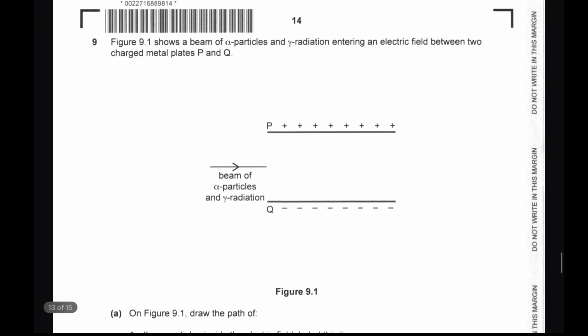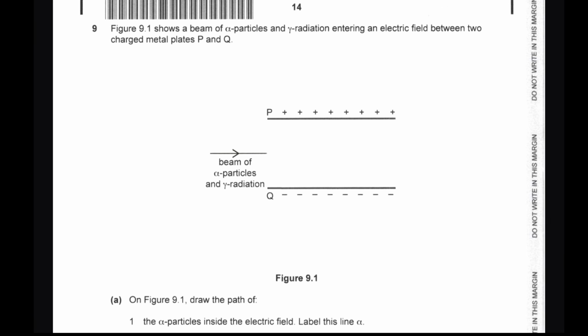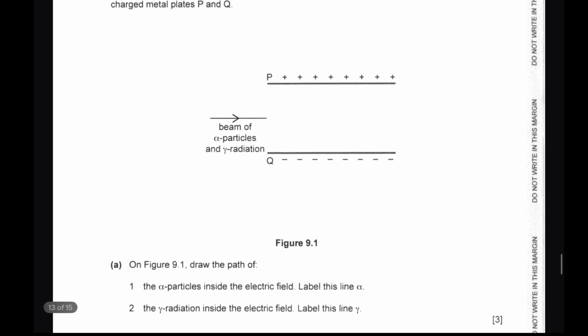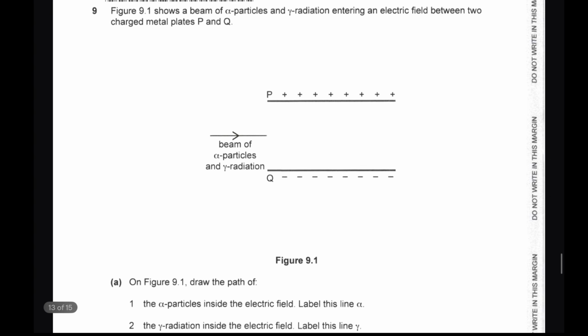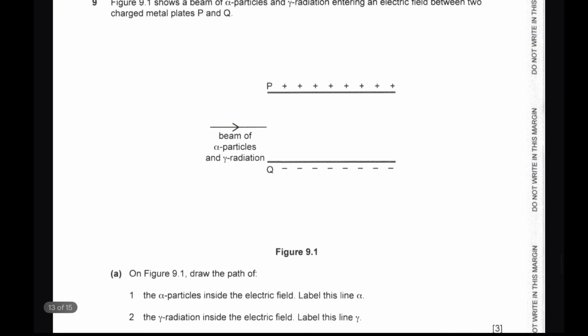Right, moving on. Question number 9. Figure 9.1 shows a beam of alpha particles and gamma radiation entering an electric field between two charged metal plates P and Q. Draw the path of the alpha particles inside the field. Label this alpha. Gamma radiation inside the field. Label this gamma. So let's draw gamma first because it's kind of straightforward. It's literally straightforward. That's it. And that's going to be gamma.